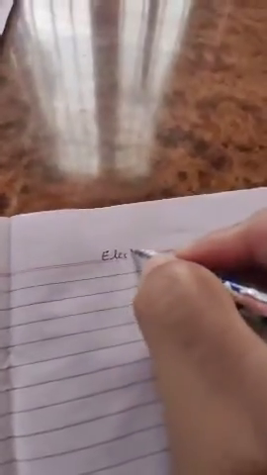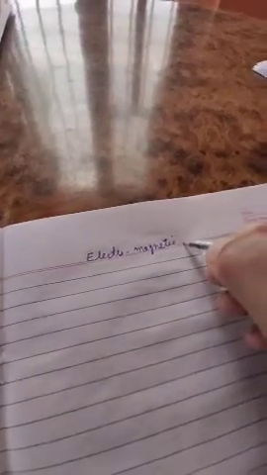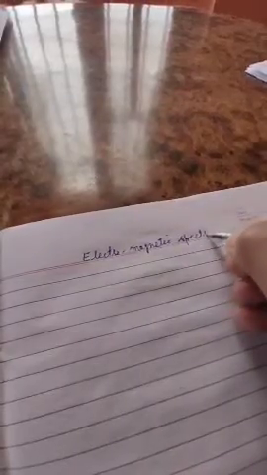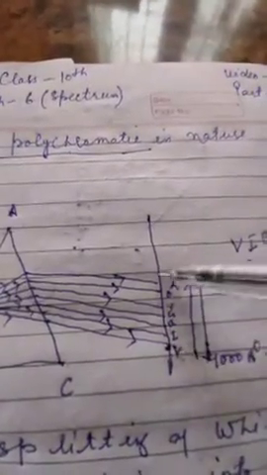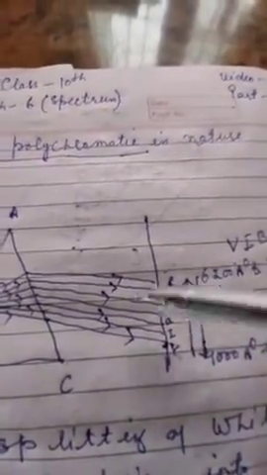Now move to the next topic, that is electromagnetic spectrum. Next topic is electromagnetic spectrum. Now students, this band is the visual spectrum.